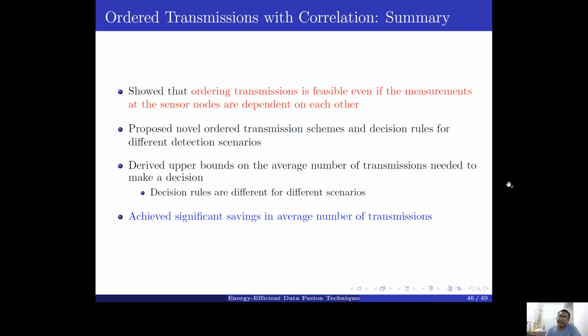Thus, the key takeaway from our study with correlation is that even if the nodes' observations are dependent on each other and the decision statistics are not separable, it is still possible to intelligently devise the metric and derive the corresponding decision rules to make sure the ordering is still possible, and you save a significant number of transmissions without any increase in the detection error probability.